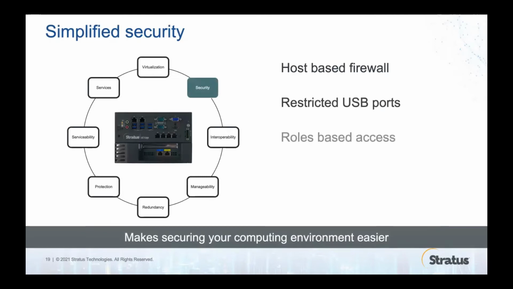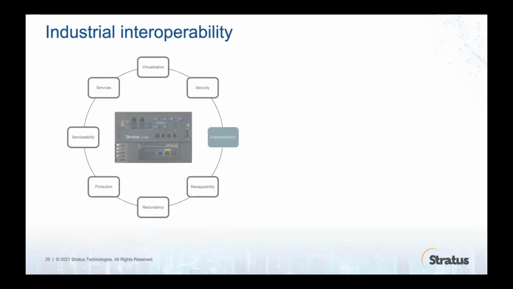With regards to simplified security, the ztC consists of a host-based firewall, so you can really blacklist and whitelist IP addresses. You can restrict the USB ports on it. You can really do a lot of security because these devices are deployed at the edge, so you need to have the security in place. You can prevent people from just plugging in a memory stick and be able to detect it. So all these things can be done up front in order to protect your ztC system at the edge.